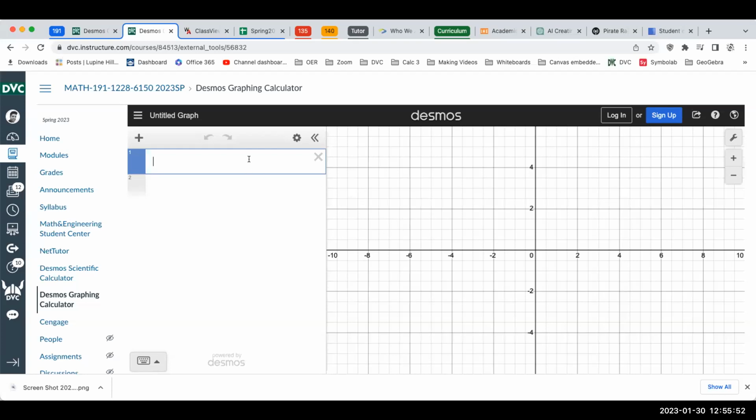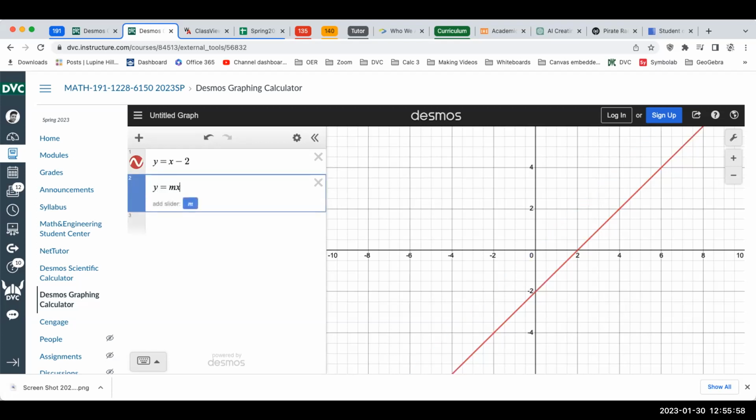Okay, let's see. So you got y equals x minus 2. Remember this form in the linear equation, the famous mx plus b, called the slope-intercept form. We're going to spend more time on that in another day. But remember that the numerical value in front of the x is what we're calling the slope.